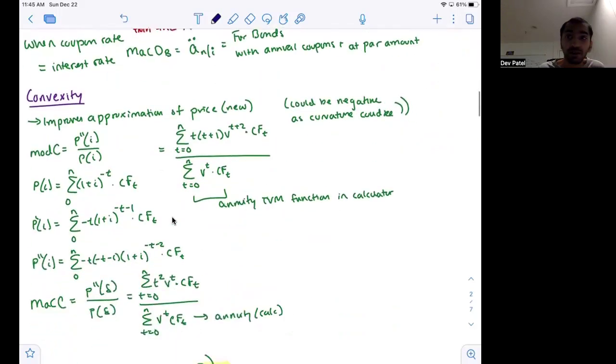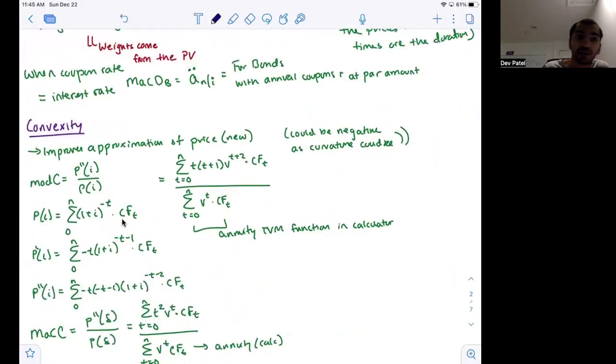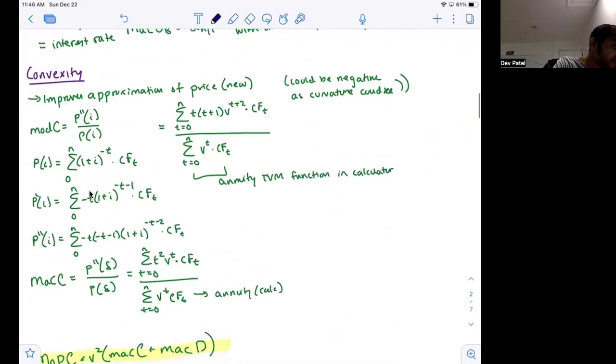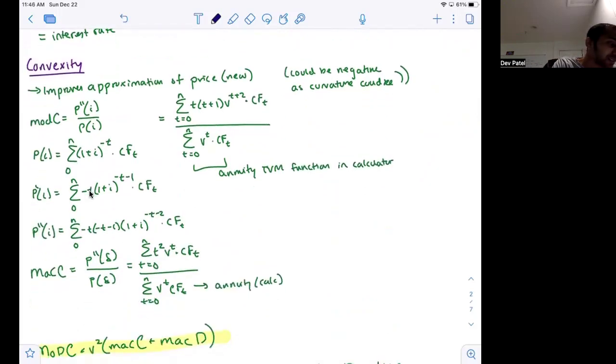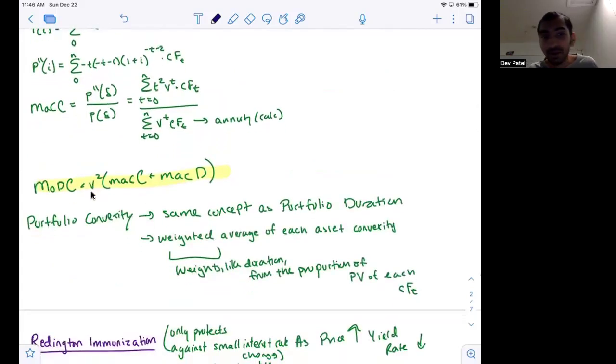Convexity holds a similar formula in that we're taking the second derivative with respect to the interest rate, dividing that by the present value, P of I, which gets you the convexity. And then mod C, we know is V squared times Mac C plus Mac D. Mac D we went over as Macaulay duration, Mac C is Macaulay convexity.